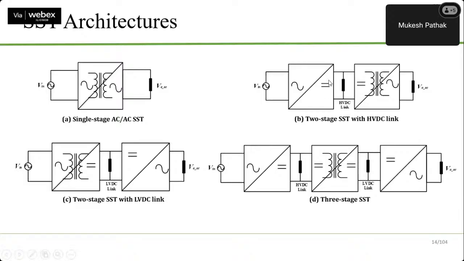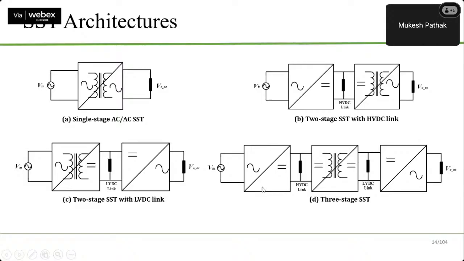Two stage will have a first input stage, which is rectification, so you have a high voltage DC link, followed by another stage which converts this high voltage DC to 50 hertz AC. So this is a transformer link here. This is two stage. And then you can have two stage with the LVDC link, where you have rectification as well as conversion into lower voltage. So this is the LVDC link, and this is the output stage, which converts this DC to AC.